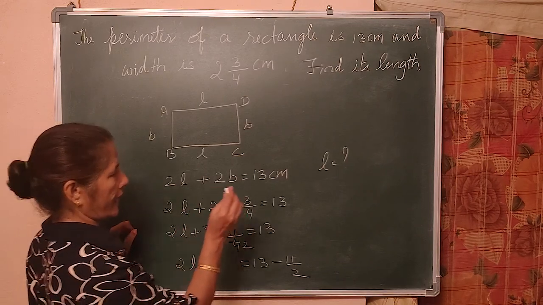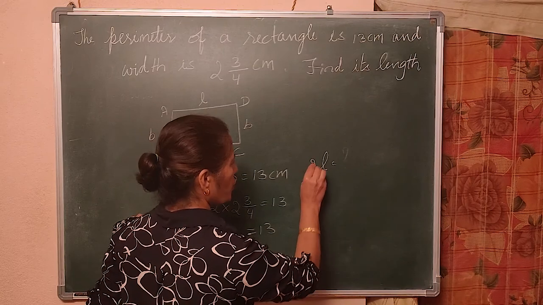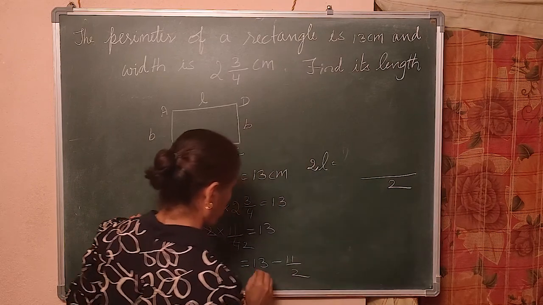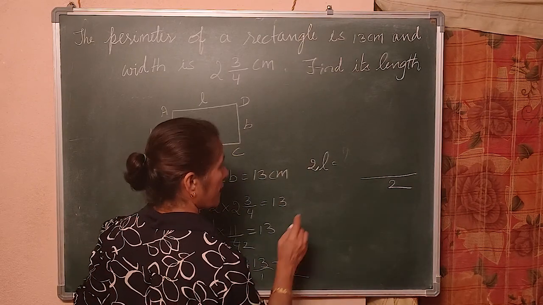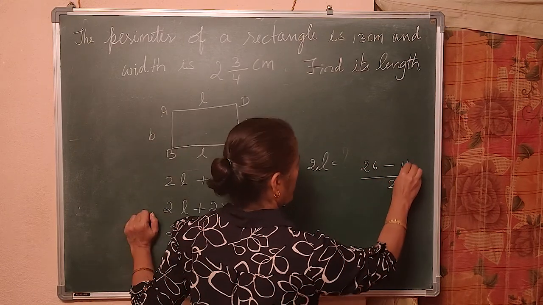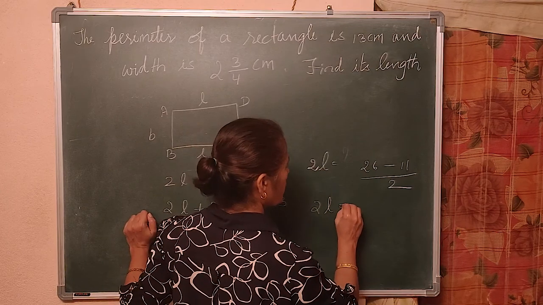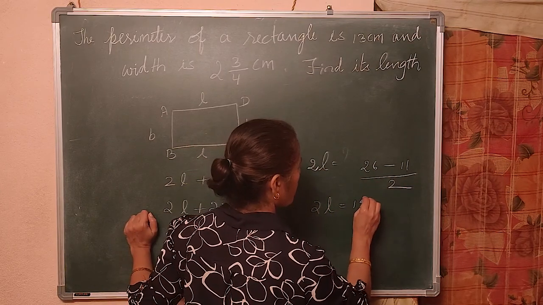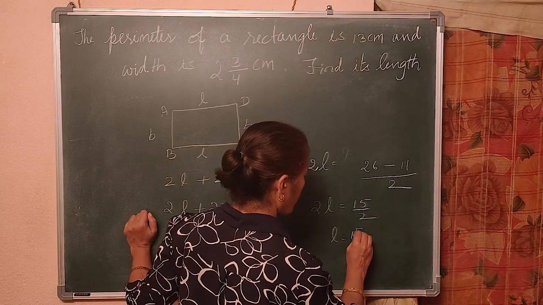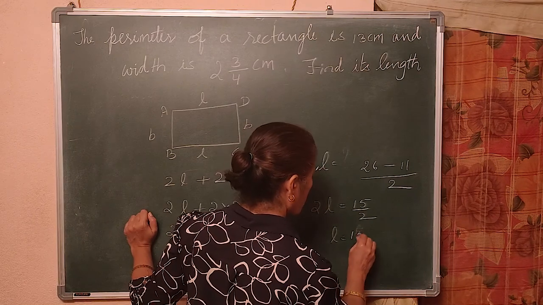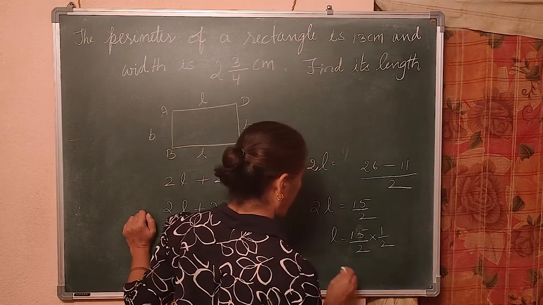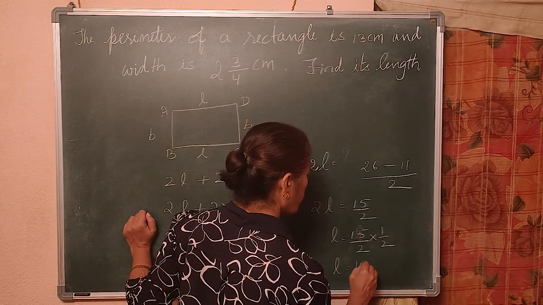So I can do like this. 2L is equal to, take the common denominator. What is the common denominator? 2. So 13 2s are 26 minus 11. So 2L is equal to 26 minus 11, that is 15 by 2. So L is equal to 15 by 2 divided by 2. 15 by 2 divided by 2 means into 1 by 2. So what do you get? L is equal to 15 by 4.